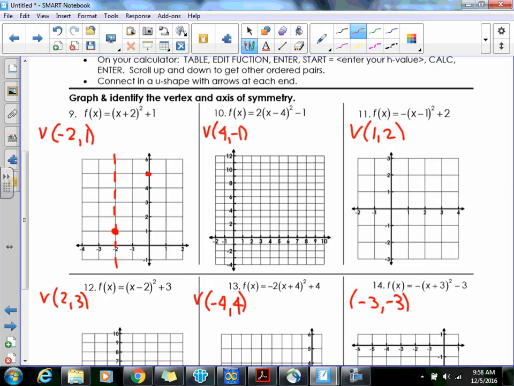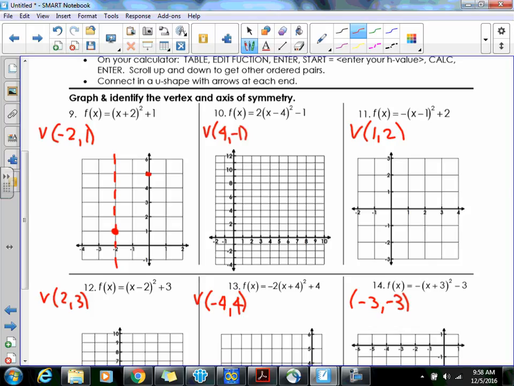Okay, my vertex is at negative 2, 1. So I'm just going to find my vertex on my table. Go to negative 2, 1 on your table. Does everyone see negative 2, 1? You're going to have to scroll around on your table. Does everyone see that? And then just find some points around that.